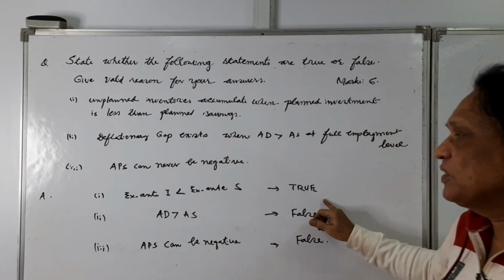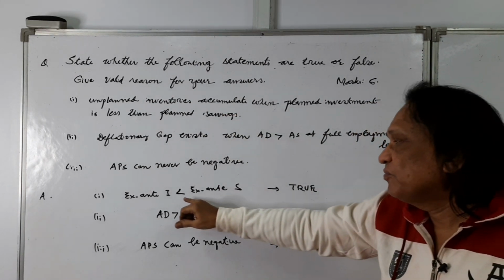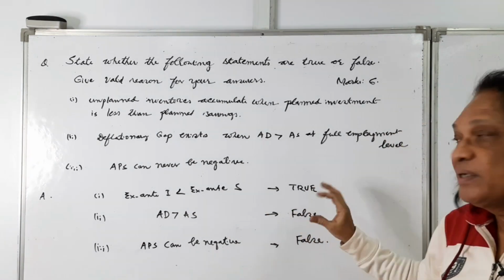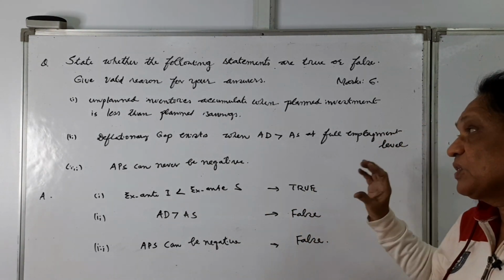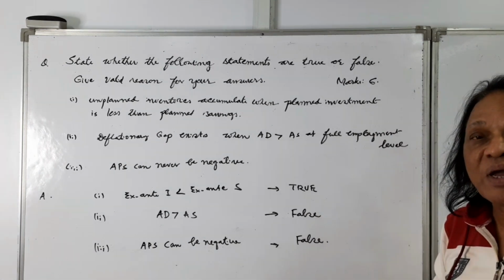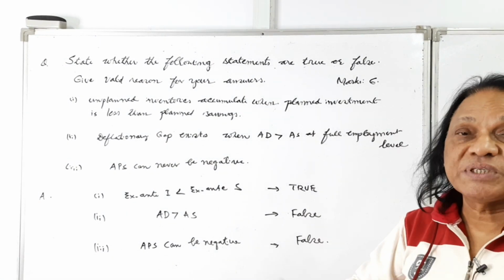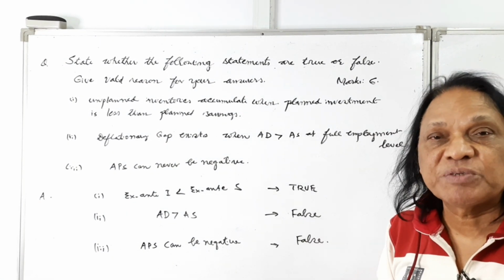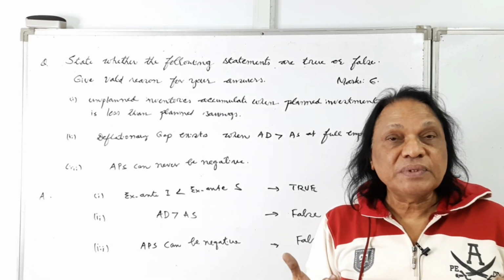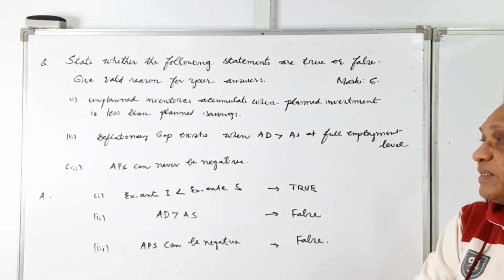So this statement is true. Ex ante investments are less than ex ante savings. So you write: the statement is true because after the equilibrium level of output and employment, the savings will be more than investment. Hence, there will be a stockpiling situation. Let's see the second one.